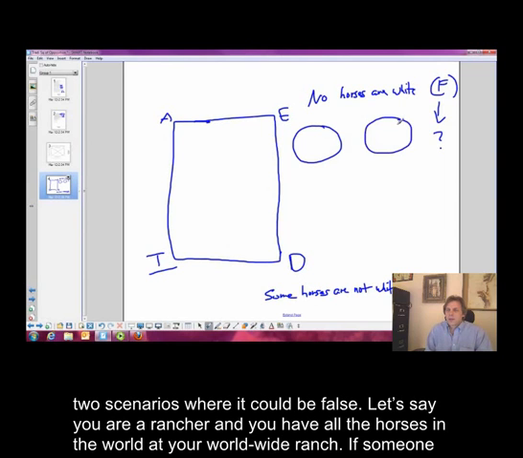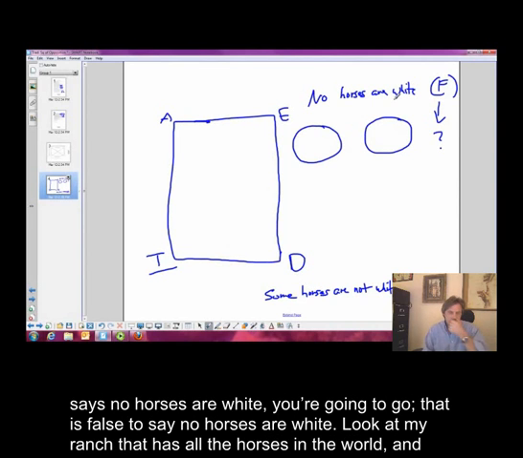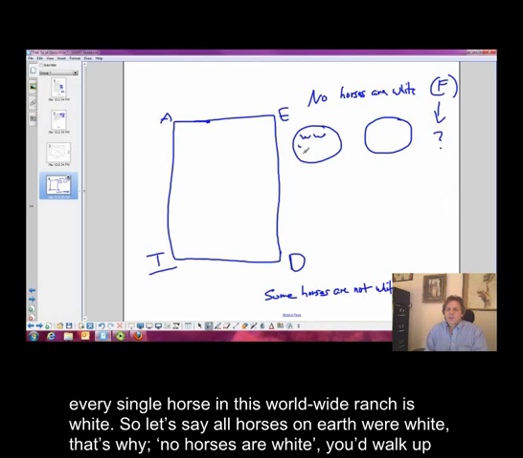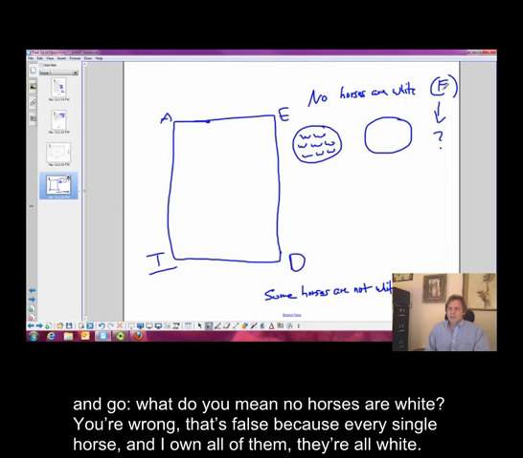Let's say you're a rancher and you have all the horses in the world at your worldwide ranch. If someone says no horses are white, you're going to go, that is false. Look at my ranch that has all the horses in the world, and every single horse in this worldwide ranch is white. So let's say all horses on earth were white. You'd walk up and go, what do you mean no horses are white? You're wrong. That's false, because every single horse, and I own all of them, they're all white.